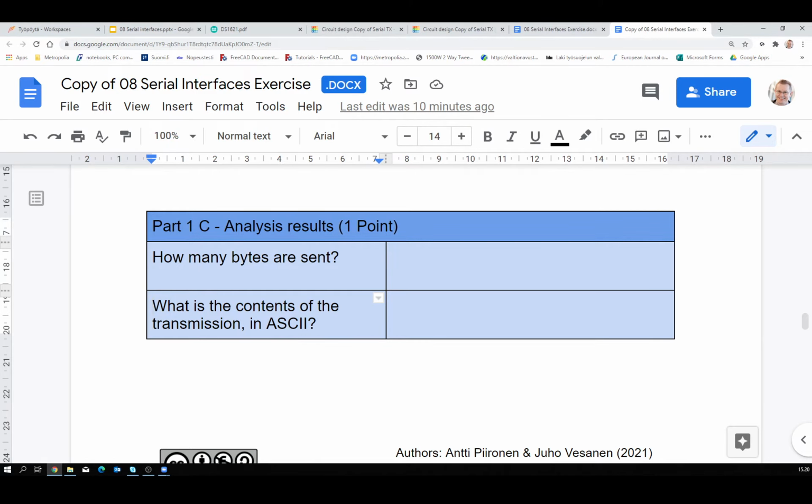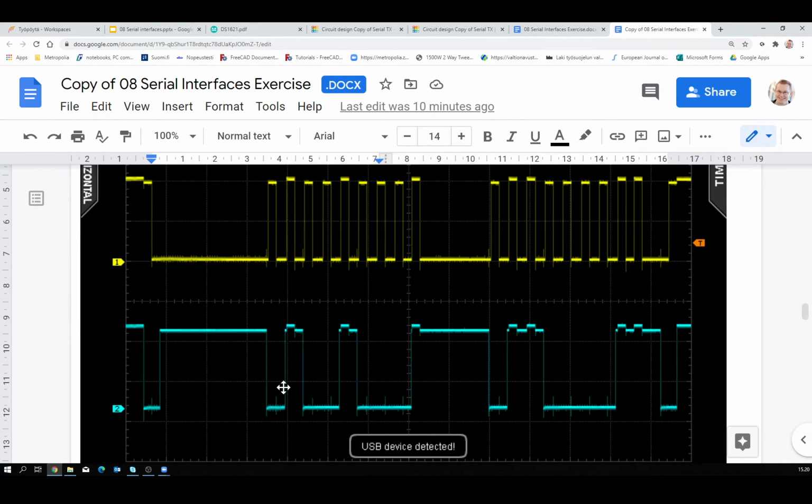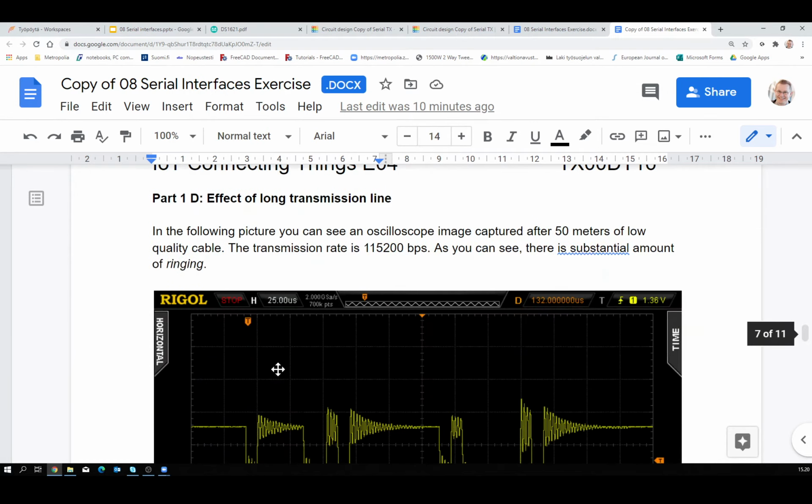Evidently 2 bytes since there are 2 clock sequences here. But anyways, what is the contents? I'm not giving you that one to you.